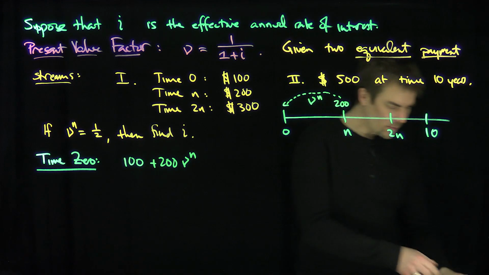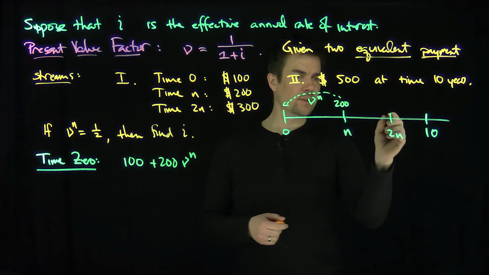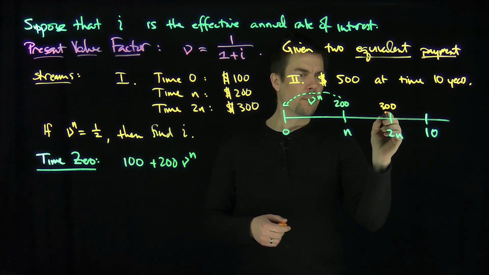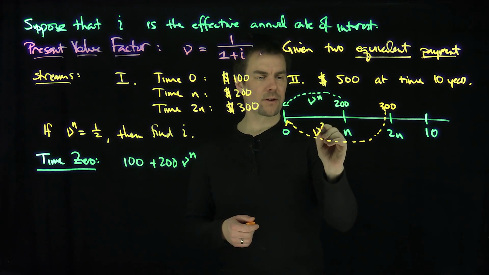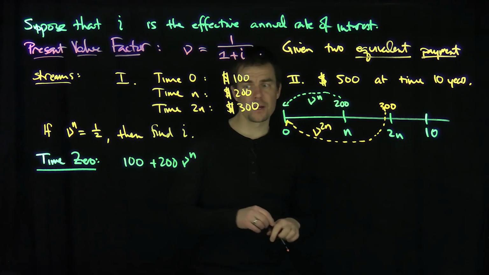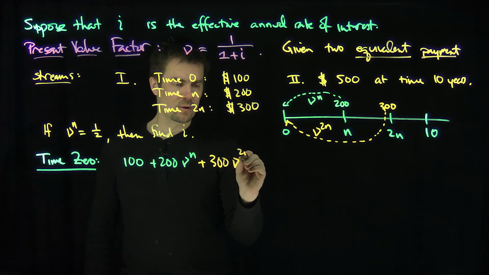Okay? You get this payment of $300 at time 2n. So at time 2n, you get a $300 payment, but that has to be brought back all the way to time 0. And that's going to be hit with a factor of nu to the power 2n, whatever that time is. So then you're going to have 300 over here, nu to the 2n.